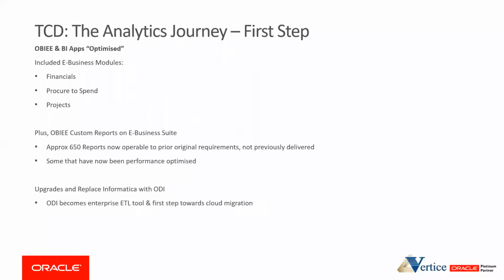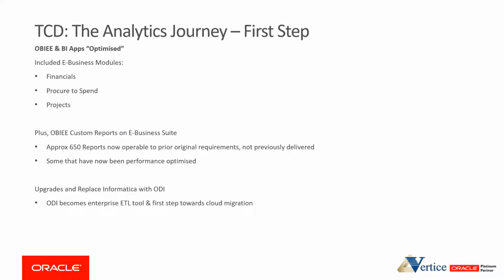So all things considered, the first step in the analytics journey to get descriptive analytics and stronger data governance was to optimize the OBIEE and BI Apps installed there. The following modules were included in this phase. You had financials, procure to spend, projects, so this was no easy task. Plus you had OBIEE customer reports built on eBusiness Suite, and there were approximately 650 of these reports. These are now operable, prior to original requirements that were not previously delivered.